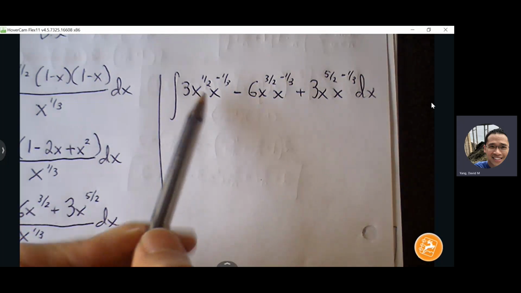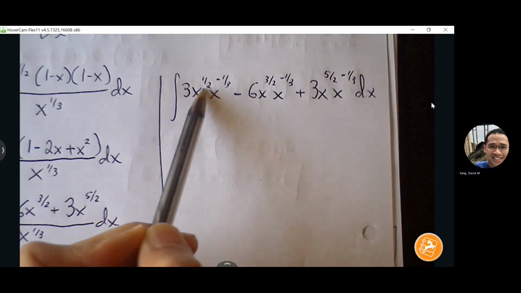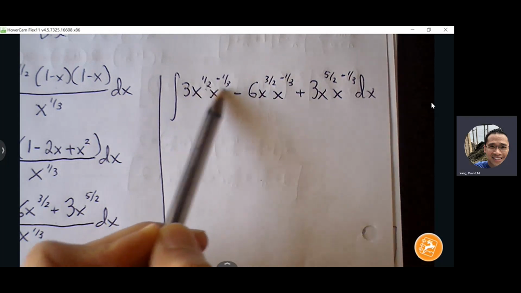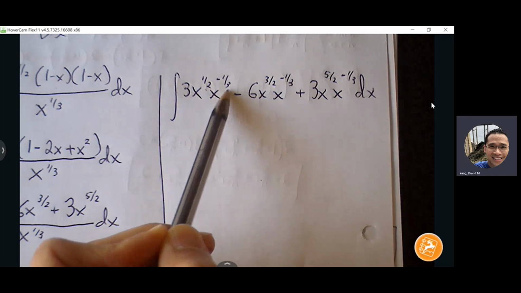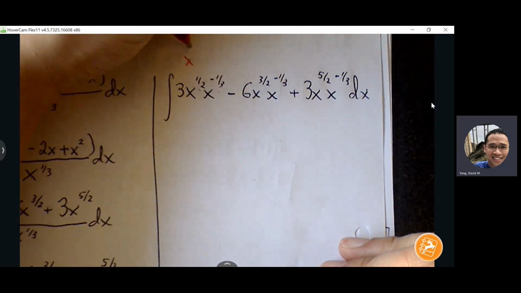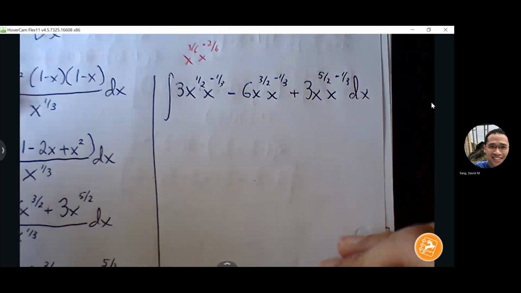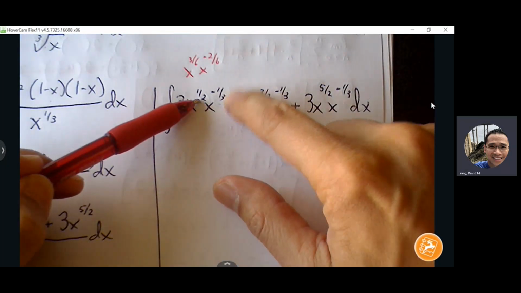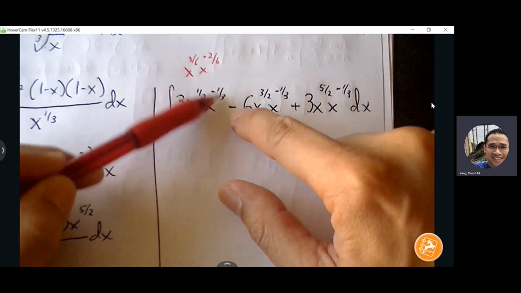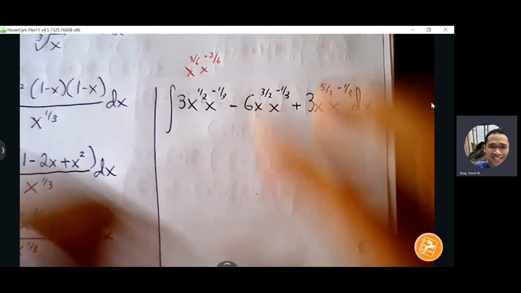Okay, the messy part of this process is if I want to combine fractions, I have to first find a common denominator, right? So what's a common denominator between 2 and 3? 6, right? So it's really x to the 3/6 and x to the negative 2/6. All right, 3/6 is the same thing as 1/2, 2/6 is the same thing as 1/3. So 3/6 minus 2/6 is x to the 1/6.